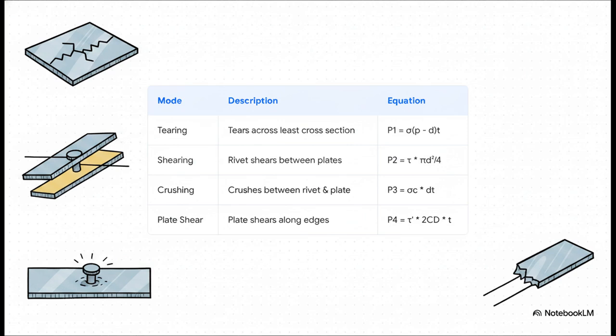1. The metal plate itself can literally tear right across the line of rivet holes. 2. The rivet itself can be sheared, like physically sliced perfectly in half by the sliding plates. 3. The immense pressure can cause the rivet to just crush the metal plate it's resting against. Or 4. The edge of the plate can shear away entirely. And what's incredibly satisfying here is that every single one of these failure modes has a precise mathematical equation. This allows engineers to predict the exact load that will trigger a disaster, long before it ever happens.